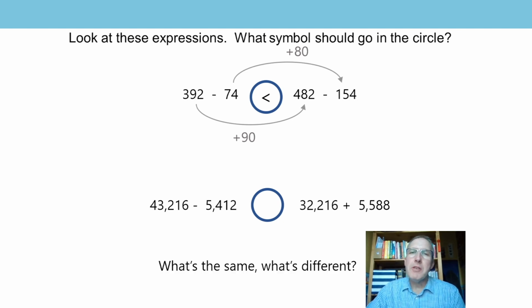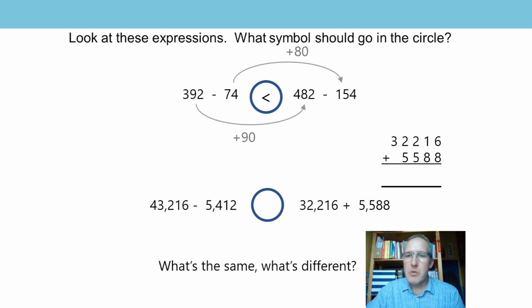In the bottom comparison, the minuend on the left and the minuend on the right have the same hundreds, tens and ones. Oh, hang on. That's not right, is it? The expression on the left is a subtraction, but the expression on the right is an addition, so we can't use that connection. Okay, we'll have to calculate them. So let's do the addition on the right. 32,216 add 5,588.